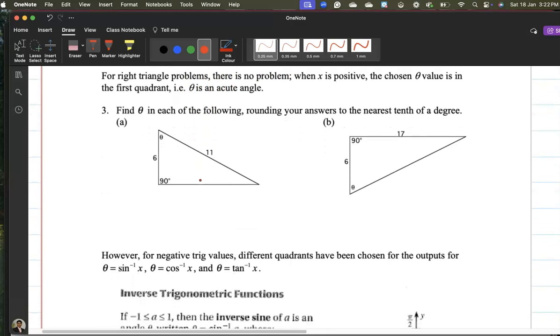Start. Find theta in each of the following, rounding your answers to the nearest tenth of a degree. We know that's 90. So we can do cos of theta is 6 over 11. So theta is equal to cos inverse of 6 over 11. Cos inverse 6 divided by 11 is 56.94426, nearest tenth of a degree, so 56.9.